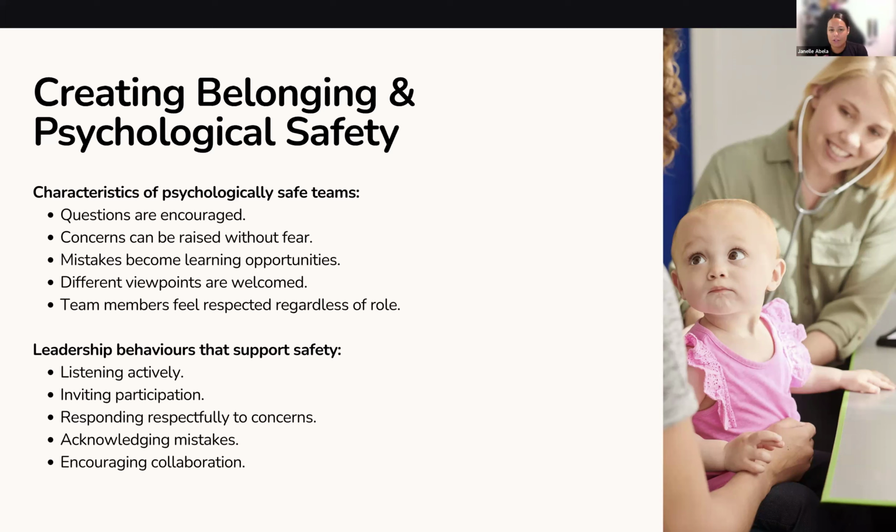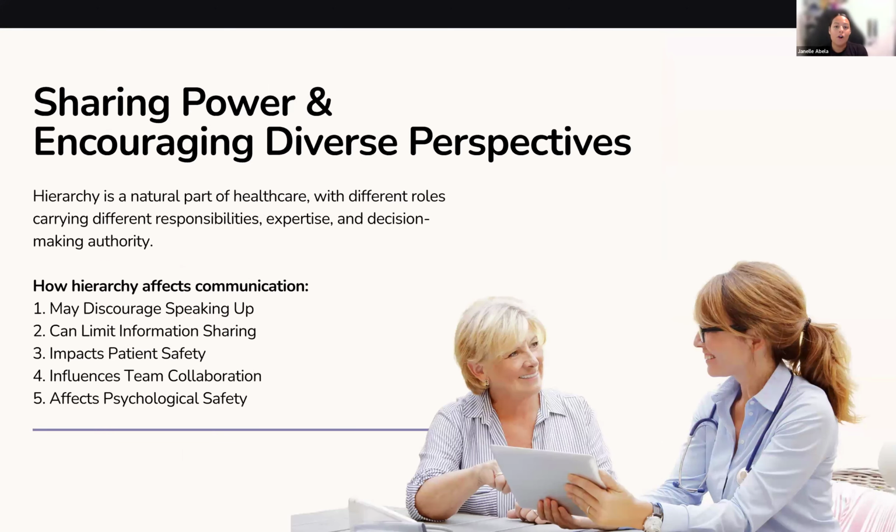In that, you need to also acknowledge your own mistakes and then encourage that collaboration. People are more likely to contribute ideas and raise concerns when they feel psychologically safe. So it's very important to make sure that we're creating spaces for people to do so in all aspects of our engagements with them, whether that's a team member or a patient or their families. When we talk about being good leaders, we need to share power and encourage diverse perspectives because hierarchy can affect the way that we communicate in healthcare.